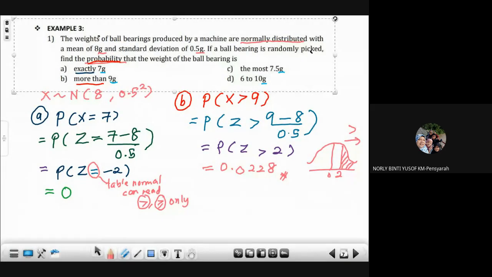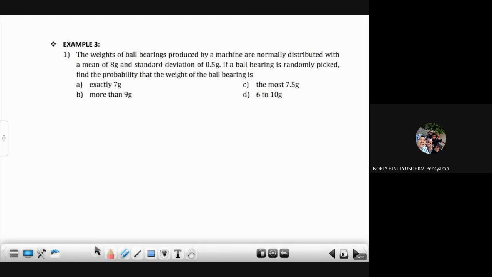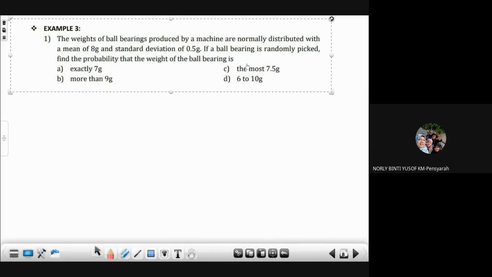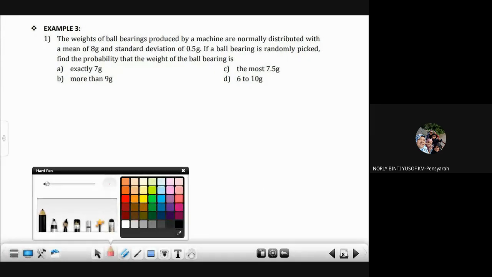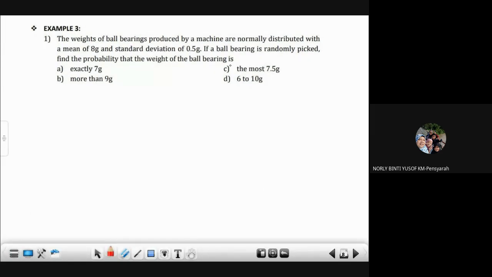Tengok pada C sama. Saya tak muat dekat satu ni. So, saya tambah sheet lagi satu. Okay, untuk tengok C. So, for C, kita akan buat the most. Probability the most kan. So, the most ataupun at most samalah. So, simbol dia apa? Probability X lesser or equals to 7.5.